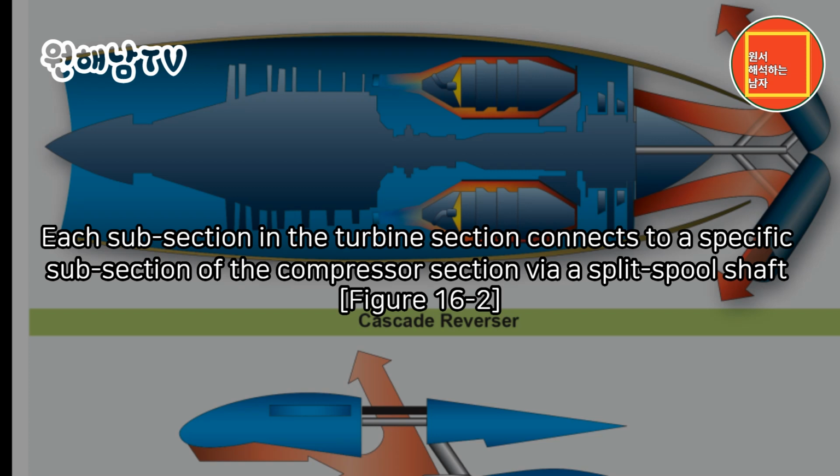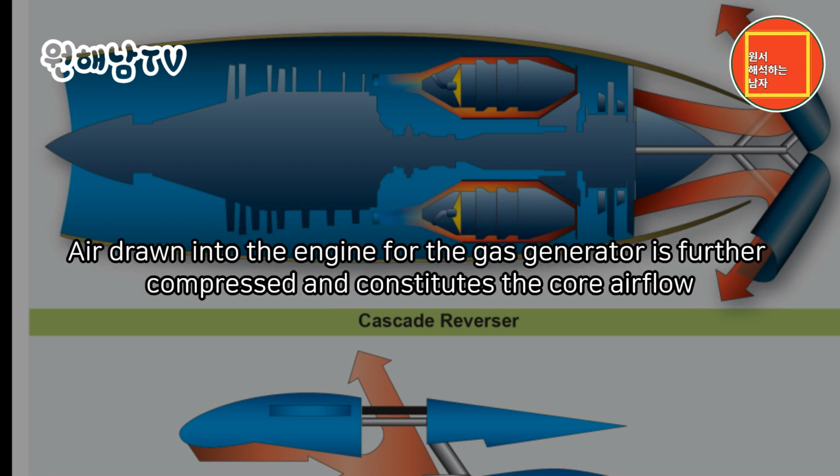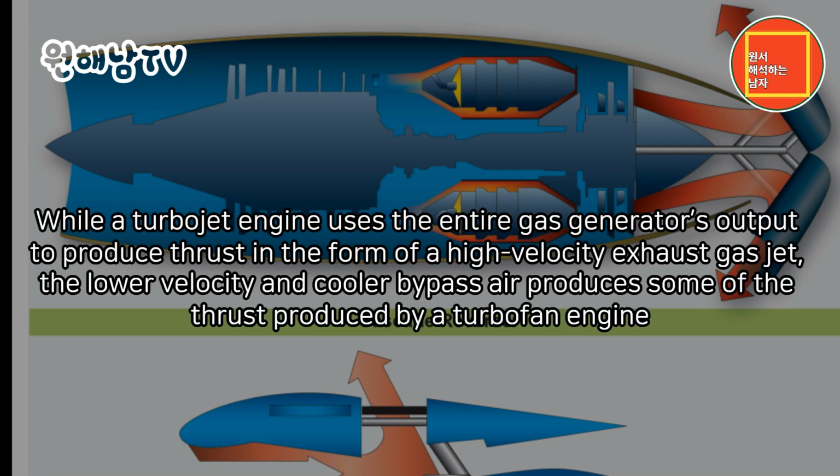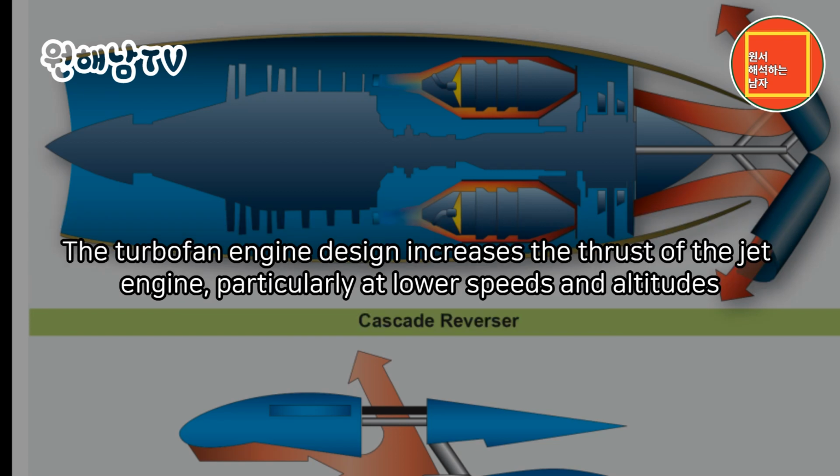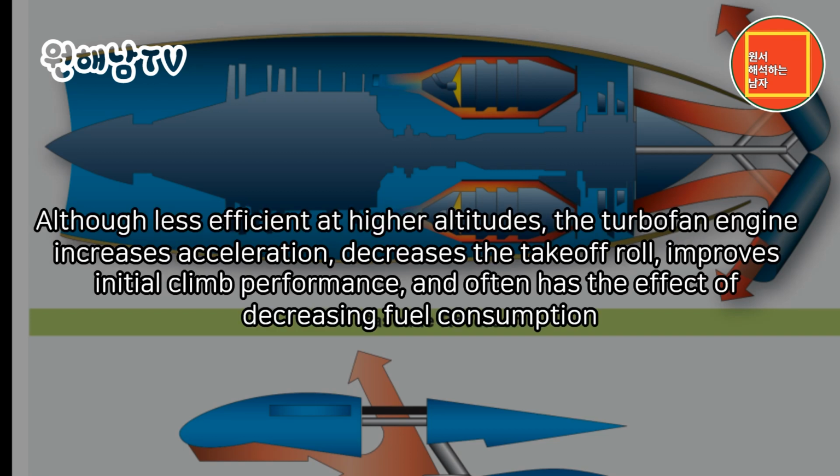Figure 16:2. Air drawn into the engine for the gas generator is further compressed and constitutes the core airflow. While a turbojet engine uses the entire gas generator's output to produce thrust in the form of a high-velocity exhaust gas jet, the lower velocity and cooler bypass air produces some of the thrust produced by a turbofan engine. The turbofan engine design increases the thrust of the jet engine, particularly at lower speeds and altitudes. Although less efficient at higher altitudes, the turbofan engine increases acceleration, decreases the takeoff roll, improves initial climb performance, and often has the effect of decreasing fuel consumption.